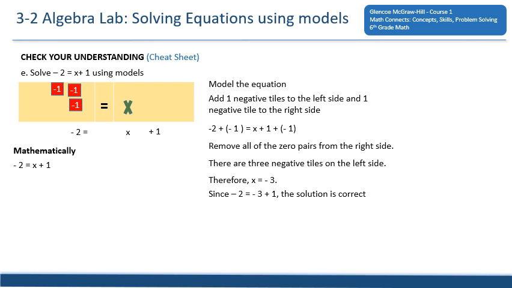So if we solve this mathematically, negative 2 equals x plus 1. We need to get x all by itself, so we're going to take 1 away from both sides, or add a negative integer to each side. Then we get negative 3 equals x plus 0, and negative 3 equals x.